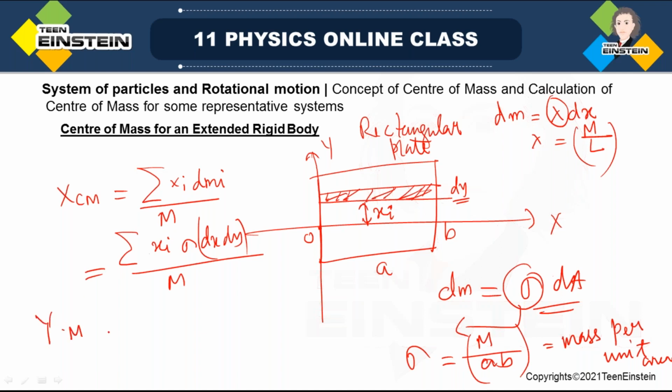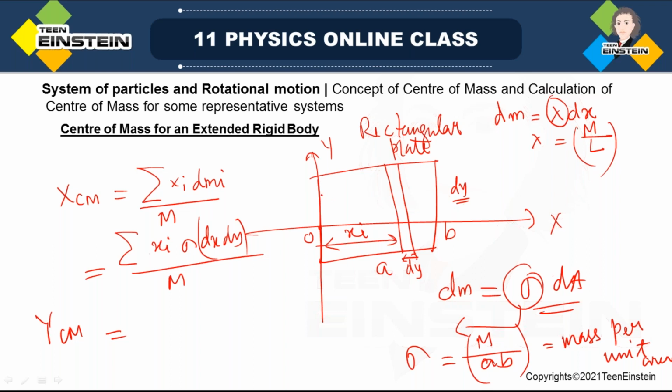For the y coordinate, in this case, whatever I have shown is actually the y coordinate. Okay, this is the y coordinate I have shown here, at a distance. So if I want to write the x coordinate, you have to take it in this way. You have to take a strip like this at x distance. This is at xi distance, and this has thickness dy. Okay, dy thickness, like that.